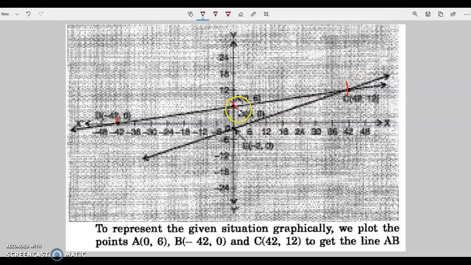The two lines intersect the y-axis and meet the x-axis as well, and one of the lines passes through the origin. So to represent the given situation graphically, we have plotted the points, say A (0, 6), B (minus 42, 0), C (42, 12) to get the line AB. So this is the point A and this is the point B. So this gives us the line AB.